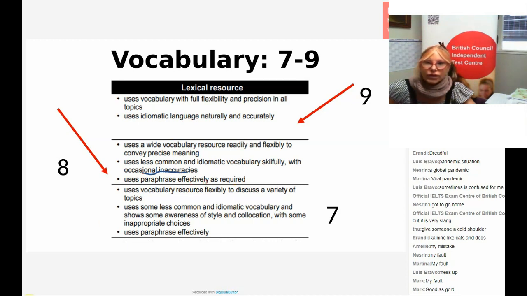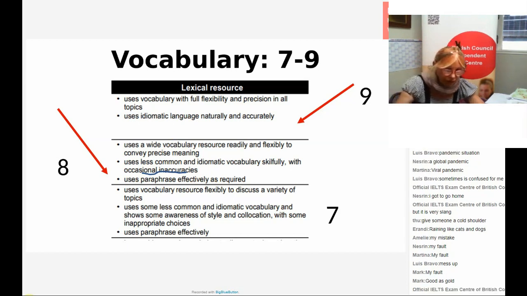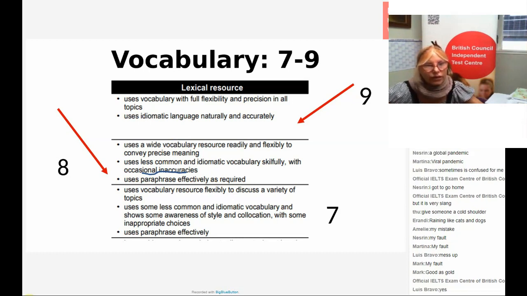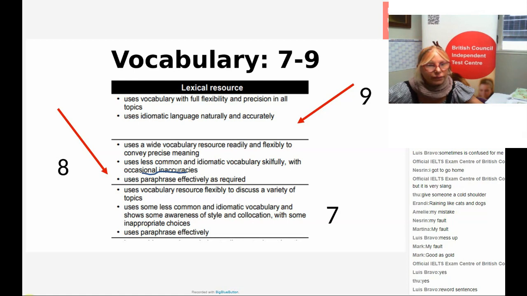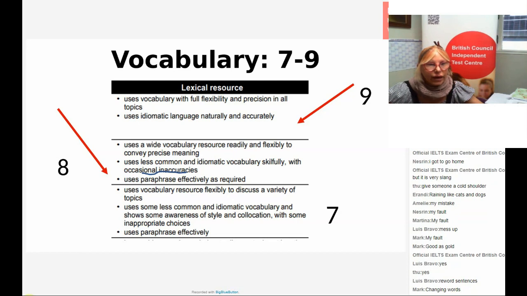The last one is uses paraphrase effectively as required. Now, this is a really important feature, right? Paraphrase. I'm hoping that everybody either knows it or can find out what it means at some point. It's something that everyone should know how to do, especially for writing and speaking. It's a very, very useful skill to say something in a different way, isn't it? Say the same thing, but in a different way. Reword sentences. Okay, so paraphrasing.